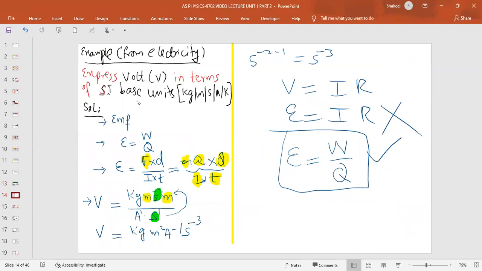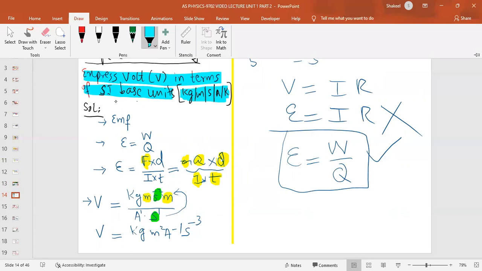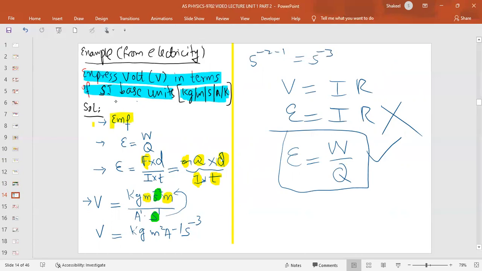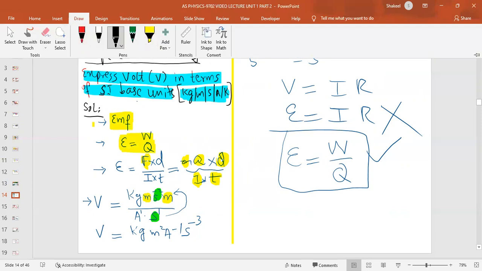Moving forward, let's say an example for volt. This is the most common question in the exam: express volt in terms of SI base units. In your answer for volt, kilogram, meter, second, ampere, or Kelvin, or a combination of these should be coming. Nothing else than this. As I told you, first you have to look for the quantity. What is the quantity that has a unit of volt? It is EMF. Second is write its equation. EMF is work done per unit charge.